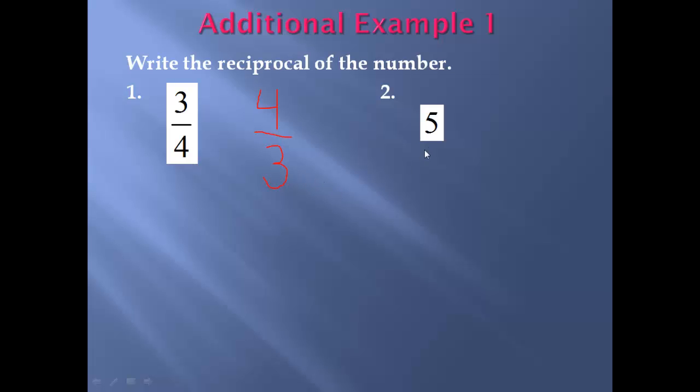For number 2, our number is 5. First, we need to make this a fraction. So 5 is equal to 5 over 1. Now we want to invert this fraction, so we're going to put the 1 on the top, and then we're going to put the 5 on the bottom. So the reciprocal of 5 over 1 would be 1/5.